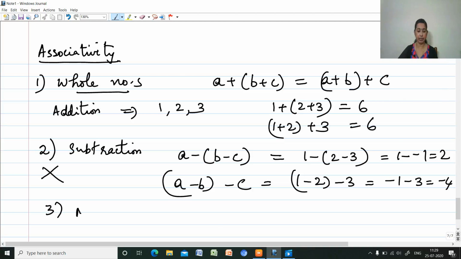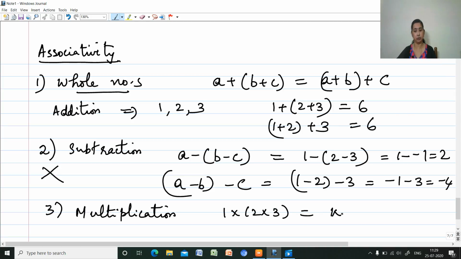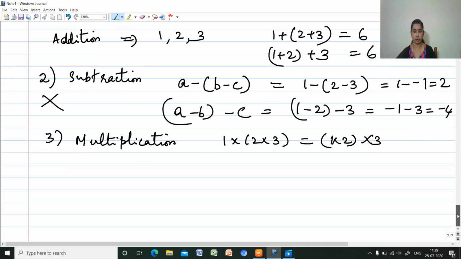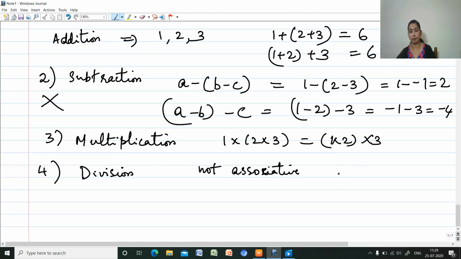But in the case of multiplication, it is satisfied. That you can check. Multiplication, associativity is satisfied because 1 into 2 into 3 will be the same as 1 into 2 into 3. So I am not going into detail there. Then fourth one, division. In the case of division also, it is not associative. Because 1 divided by 2 divided by 3 is 1 divided by 2 by 3, which is 1 into 3 by 2, that is 3 by 2.